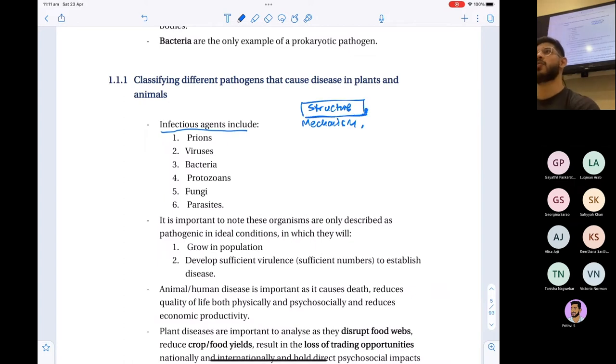Structure is important. Why? What kind of questions would you get for structure? Electron microscope images, light microscope images, and you have to identify what the pathogen is. And you need to also be able to explain its method of reproduction. Method of reproduction. Okay. Good. What else do we need to know, Alyssa? What are some other aspects of pathogens that I need to know?